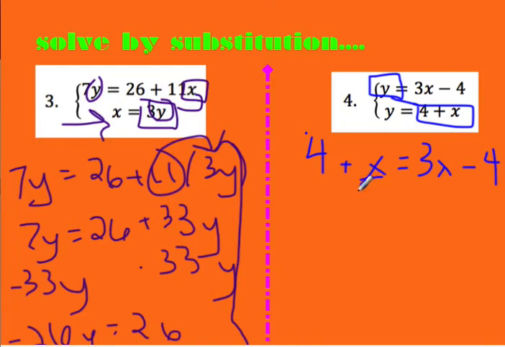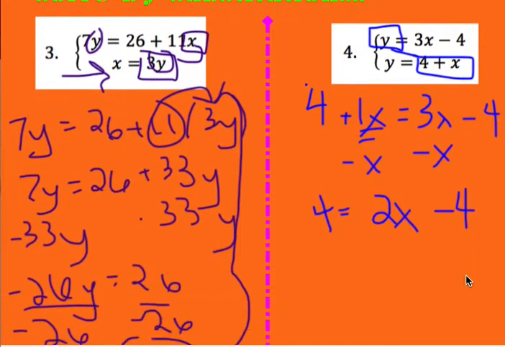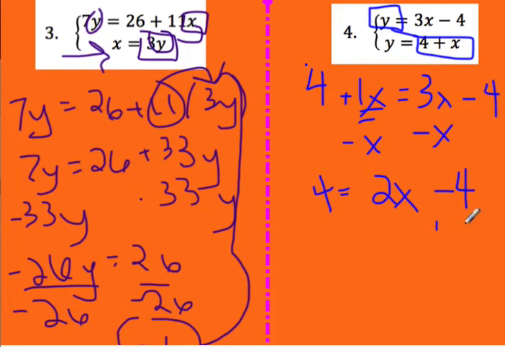So what I'm going to do is take this positive 1x and bring it over to the other side. Since it's a positive 1x, I'm going to subtract x from both sides. So I have 4 is equal to 3x minus x, which is 2x, and then minus 4. The next thing I need to do to solve is add 4 to both sides. 4 plus 4 is 8, and that's going to be equal to 2x.